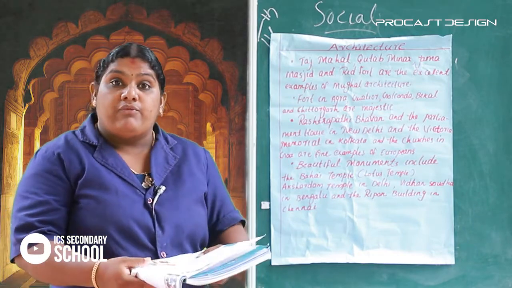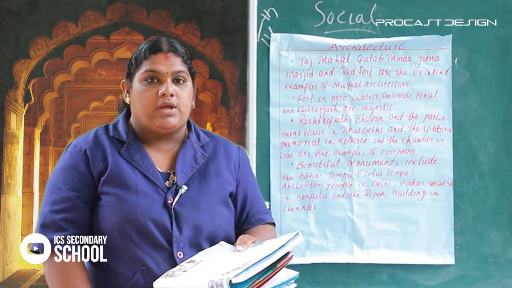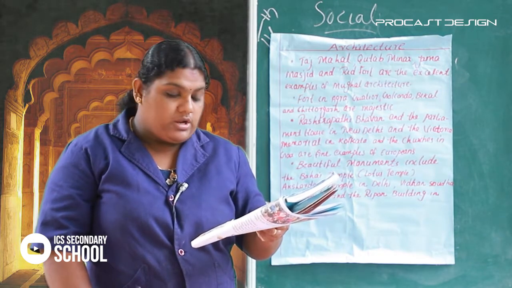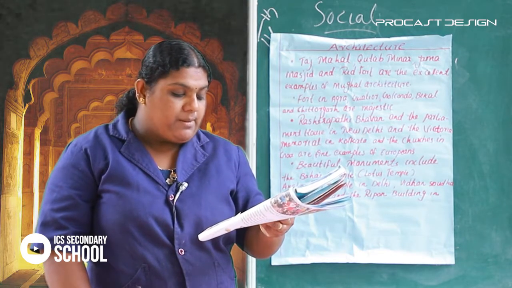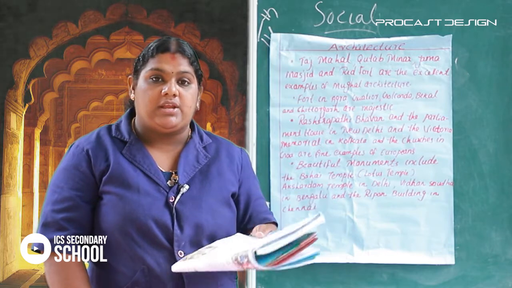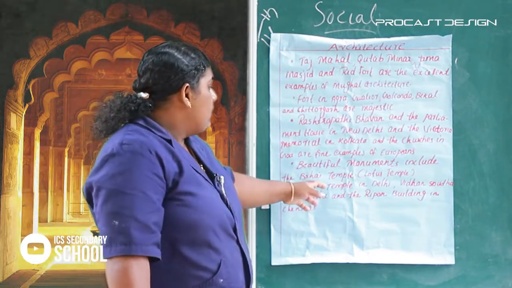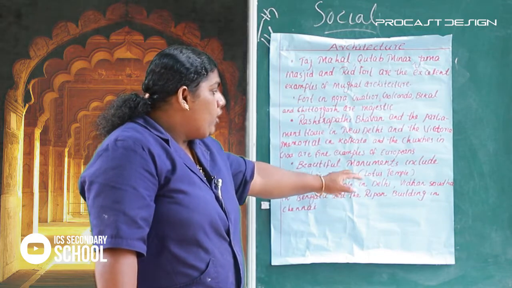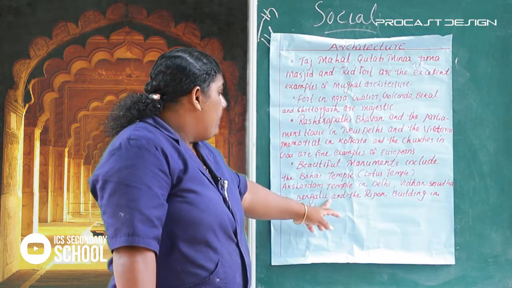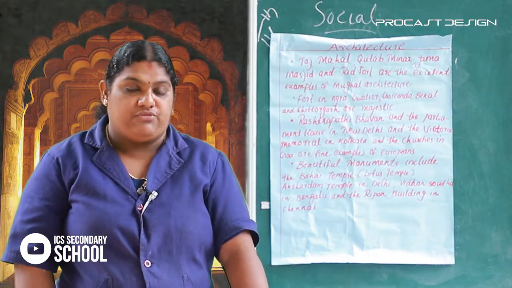In your textbook, page number 157, you can see some other beautiful monuments included. The Bahai Temple, or Lotus Temple, and Akshardham Temple in Delhi, Vidhan Soudha in Bangalore and the Ripon Building in Chennai are other important examples of the architectural field by Indians.